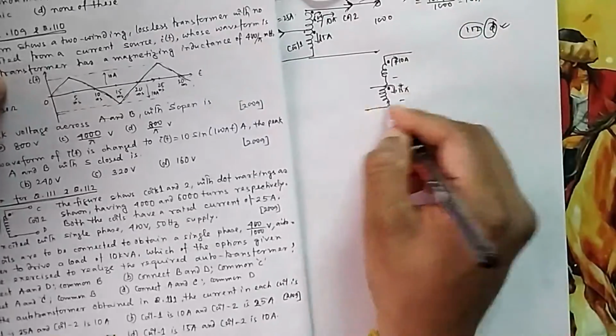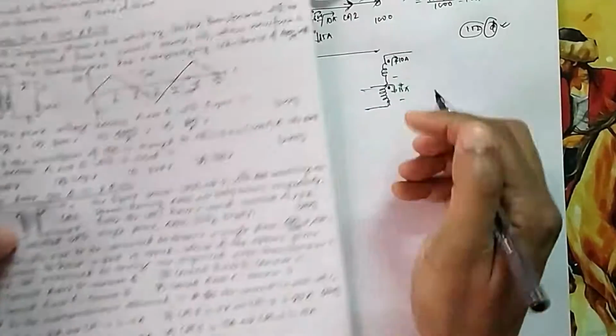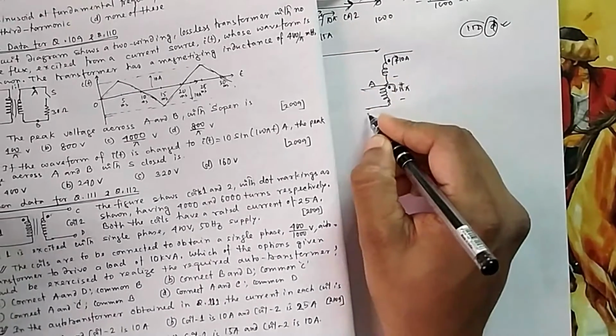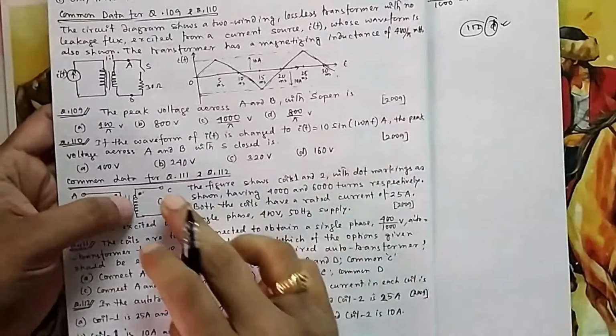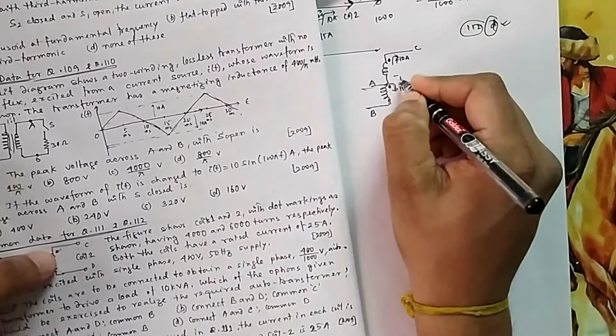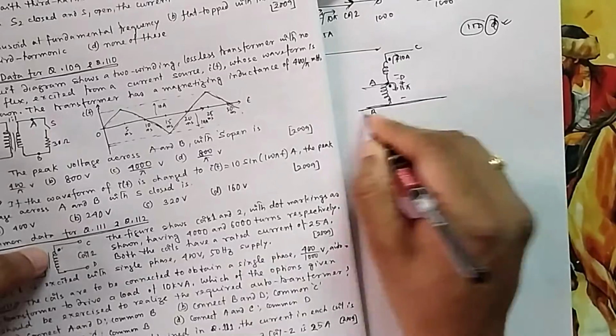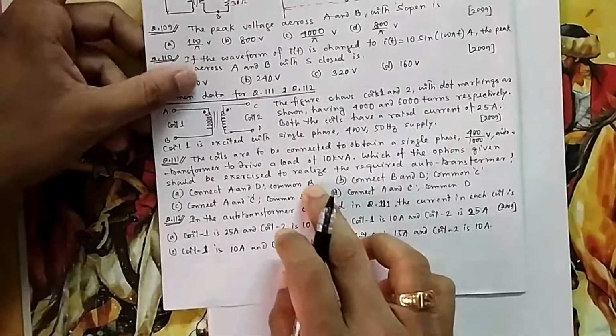Now, because you are giving dots in this way, you can see, obviously, this is coil 1. This dot is on the upside, so this should be point A and this should be point B. And because this dot is up, this should be C and this should be D. So you can see A and D you are connecting, and B is common, because it is common on this side and this side. This is B. So B is common, A and D you are connecting. That is your option A.